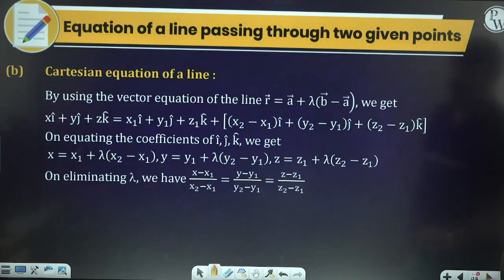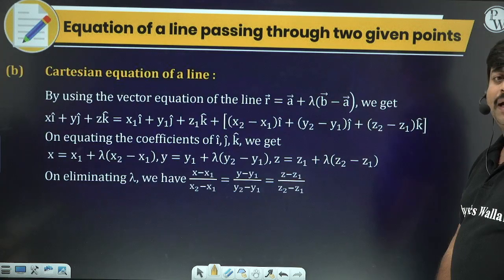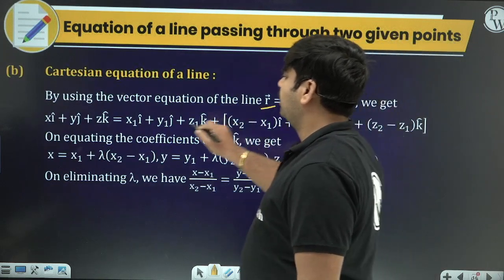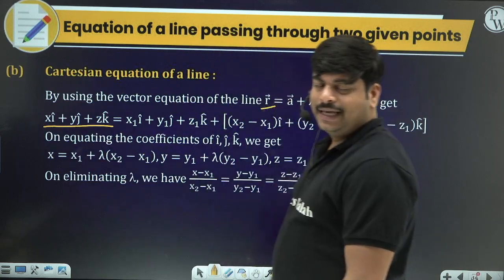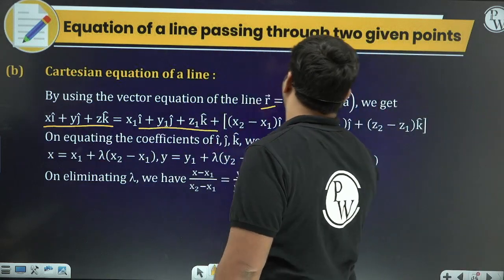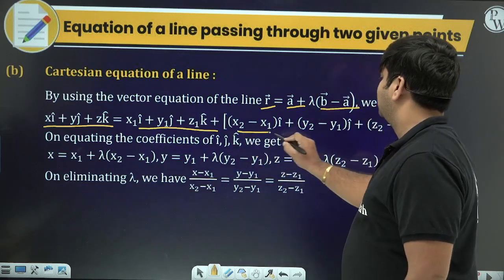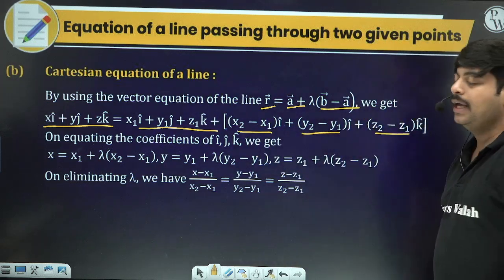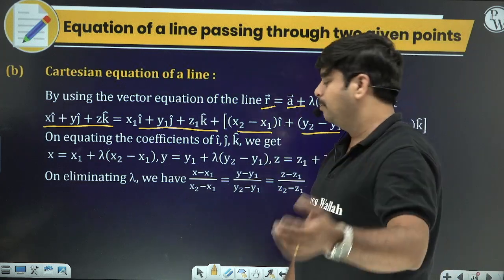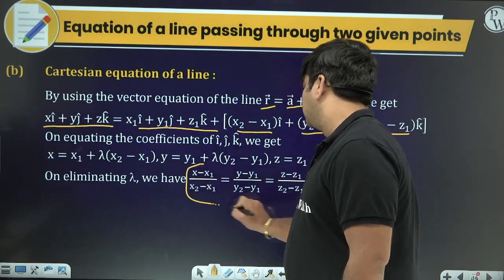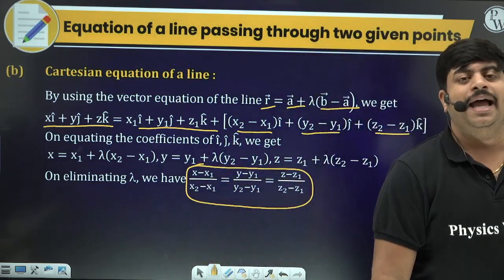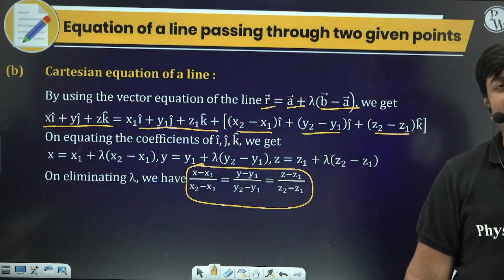Right. Now let us see the Cartesian equation. In place of r, we keep x i plus y j plus z k. And a bar is the first point, (x1, y1, z1). And b bar minus a bar is (x2 minus x1, y2 minus y1, z2 minus z1). Now, on comparing the coefficients and equating lambda, we get this equation. This is the equation of a line passing through two different points (x1, y1, z1) and (x2, y2, z2).